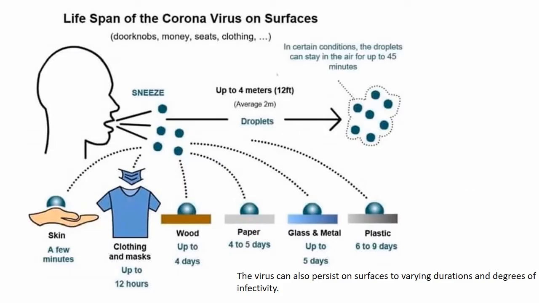The diagram shows the lifespan of the coronavirus on different surfaces. The virus can be released in respiratory droplets via coughing and sneezing and settle down on various surfaces. So as you can see, on the skin it can last for a few minutes, and on clothing and masks it can last up to 12 hours. On wood, paper, glass and metal, the virus can last for 4 to 5 days, and on plastic it will take 6 to 9 days. In certain conditions, the droplets can stay in the air for up to 45 minutes.